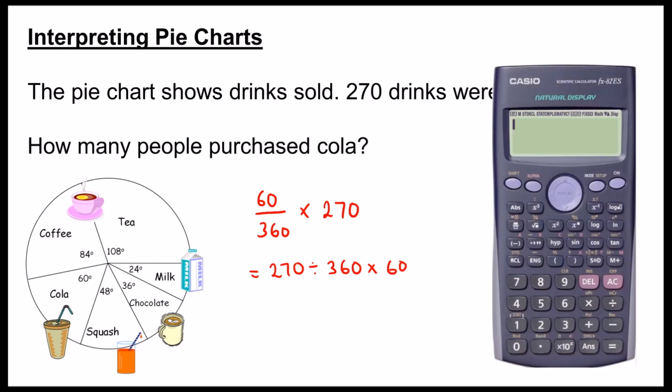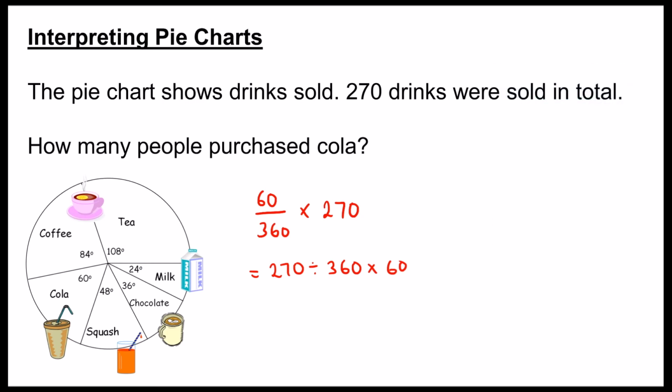So using my calculator, I can do 270 divided by 360 times by 60, and that gives me an answer of 45. You can see I get the same answer if I use my fraction button. So fraction with 60 on the top, 360 on the bottom, and I want to times all of that by 270. That also gives me 45. This means that my answer is 45 people that purchased cola in total.